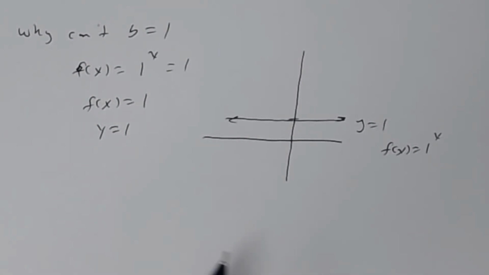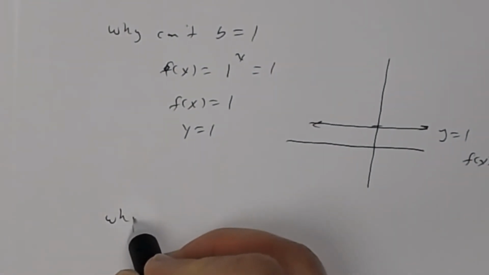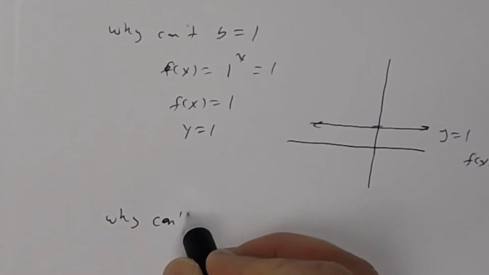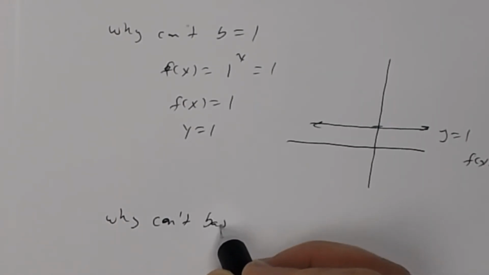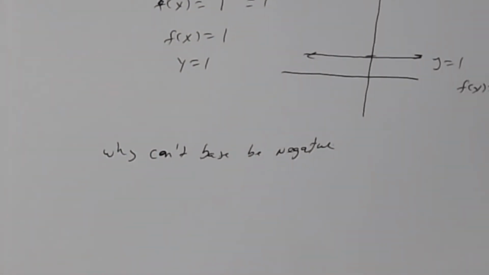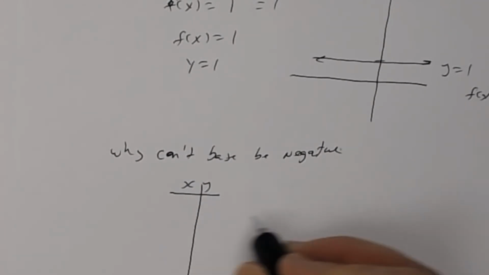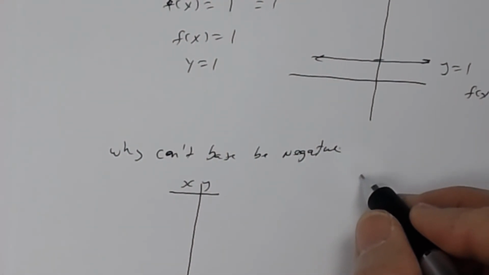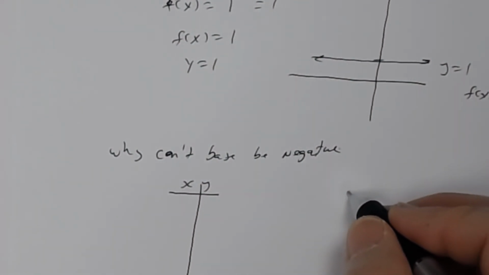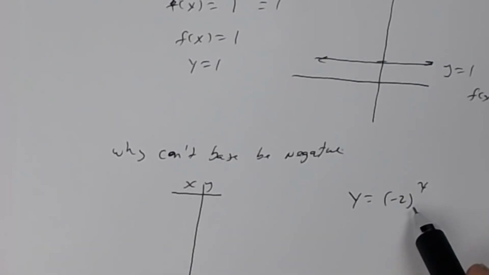Now let's talk about why the base can't be negative. So why can't the base be negative? Okay, so let's talk about that. Well, I want you to notice something. Suppose we let the base be, let's say, -2. All right. So let's see why the base cannot be negative. So the base is -2.